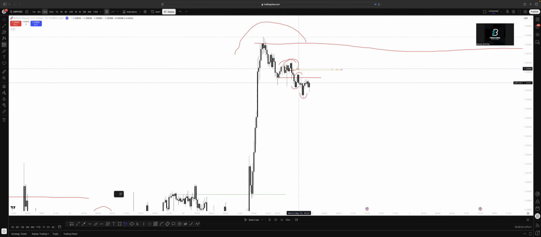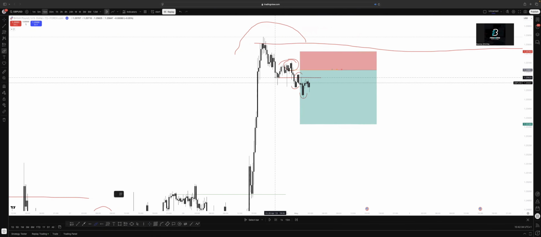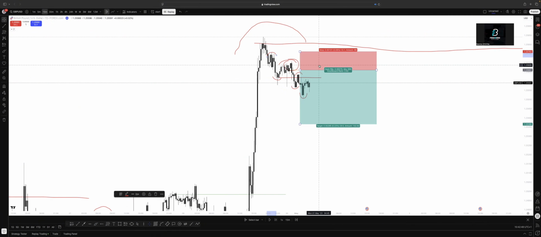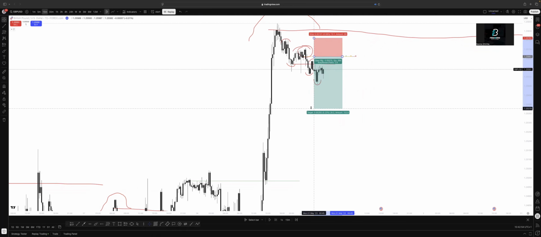I can take an entry from here, weekly highs. Stop loss will just be above these highs because this is also a range. This is a lower low and this is a lower high. So lower low, lower high, lower low, lower high. So instead of putting my stop loss here, I want to put it above this range. So that's good enough for me. And then my risk to reward is 1 to 2.5.